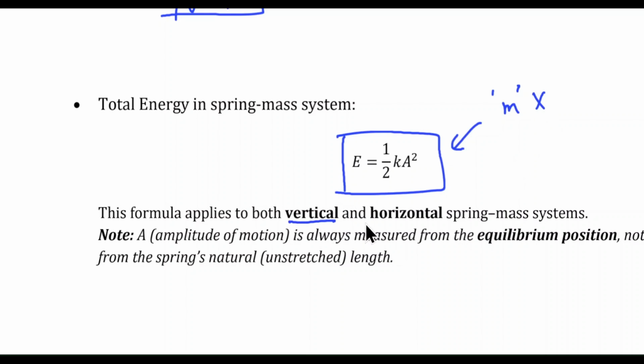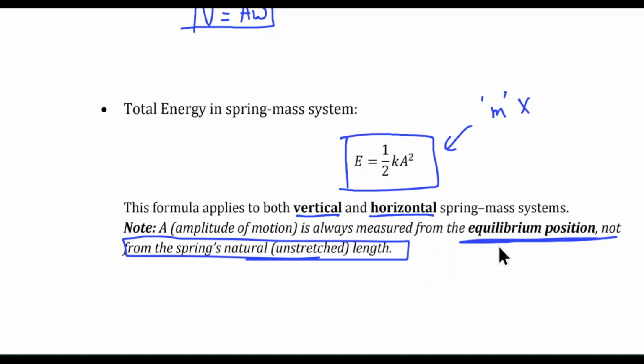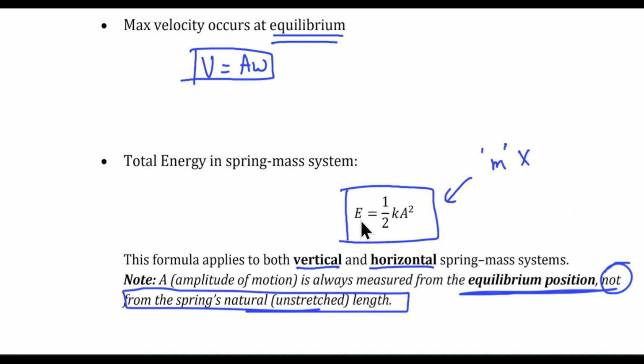This is applicable whether we are talking about a vertical or horizontal spring mass system. And remember that A is the amplitude from the equilibrium position, not from the unstretched length. This is the mistake that students make. So please be careful. Right, we are done with this unit.